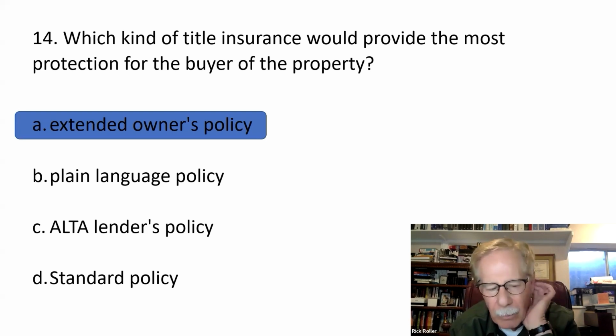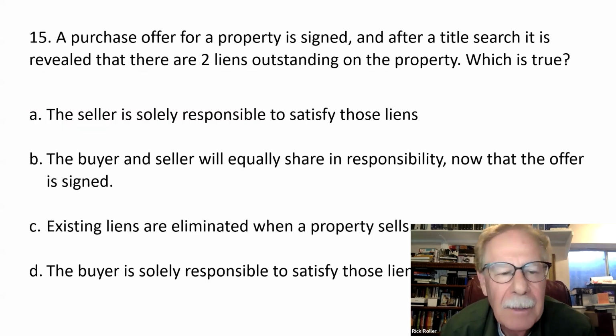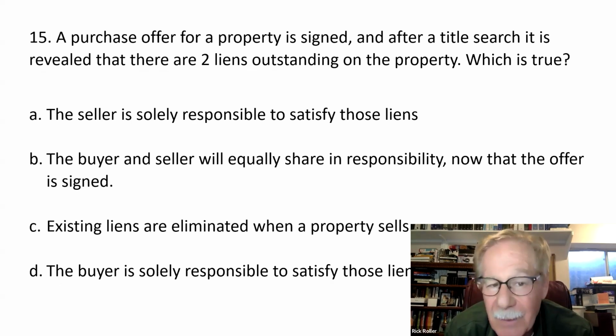All right, let's look at number 14. Oh, we just did it. It's extended policy. Yeah. Number 15, please. A purchase offer for a property is signed, and after the title search is revealed, there are 2 liens outstanding on the property. So what's true? Well, if there's 2 liens on the property and we're trying to get ready for the closing, and someone's going to step up and buy that property and pay all the money that they agreed to anyway.